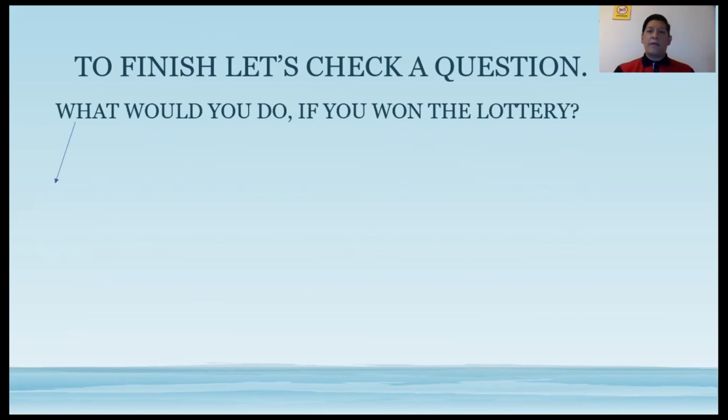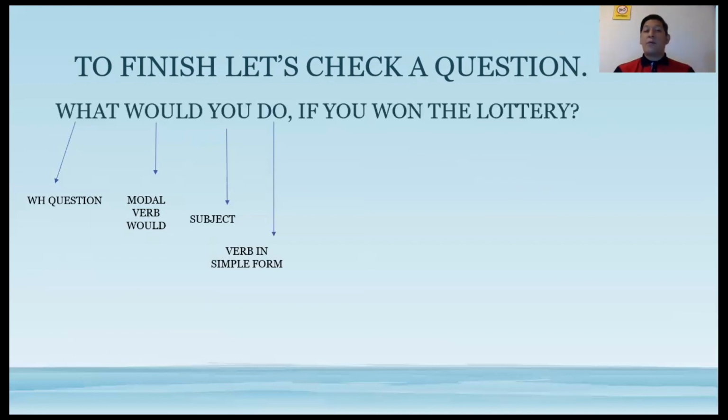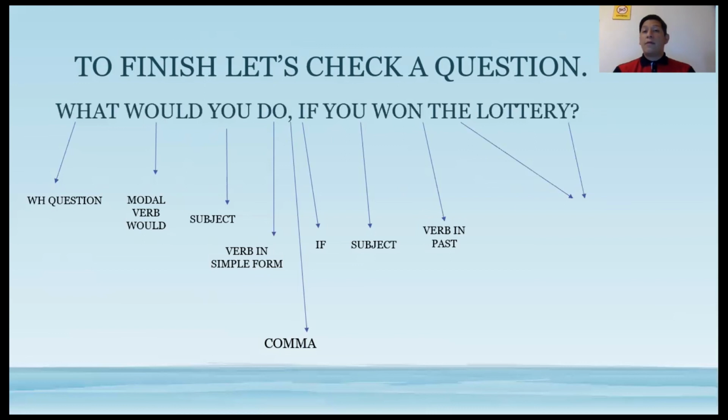So let's check the different parts. We have what, which is the WH question word. We have would, which is the modal verb. We have the subject. We have the verb. Is the verb in simple past? No, right? The verb is in simple form. Then we have the comma, which is super important. We have the if. We have the subject. We have the verb in the past. And finally, we have the complement. That is all, right? Nope.